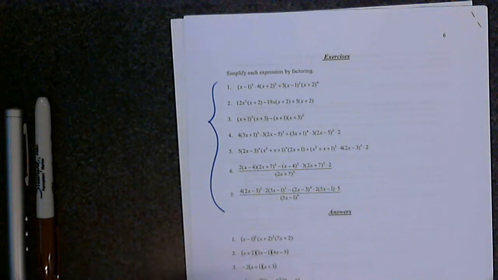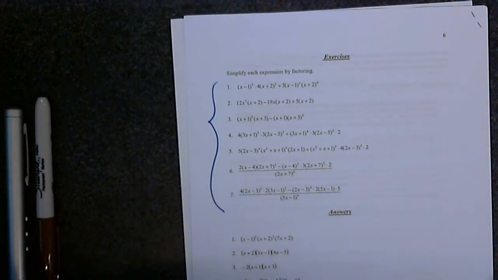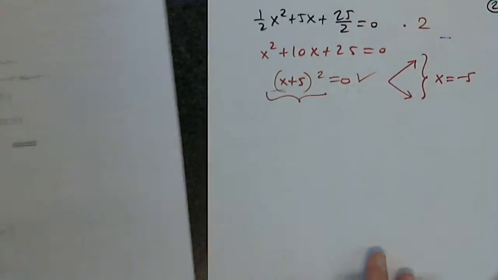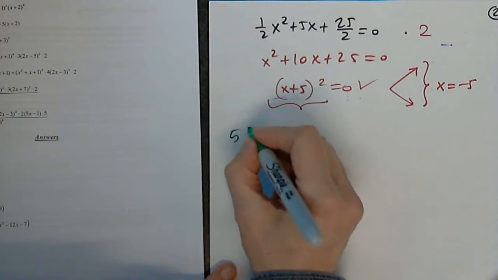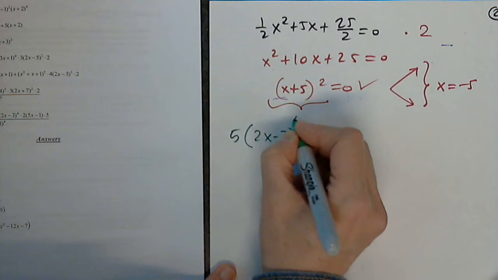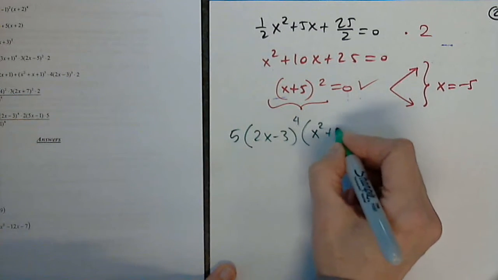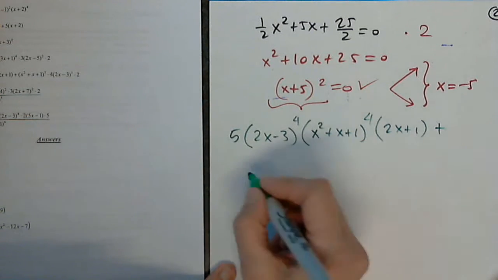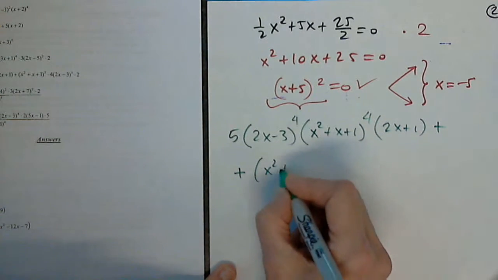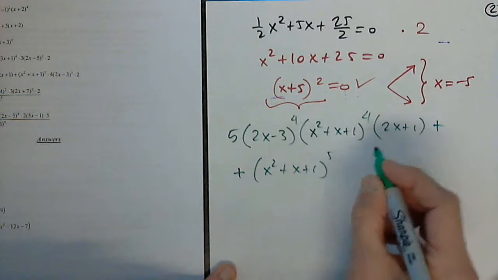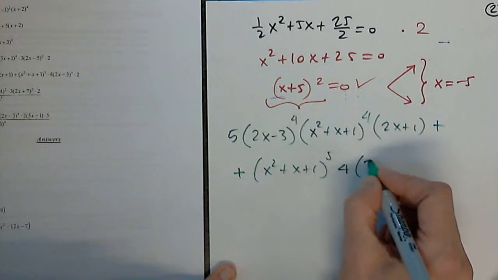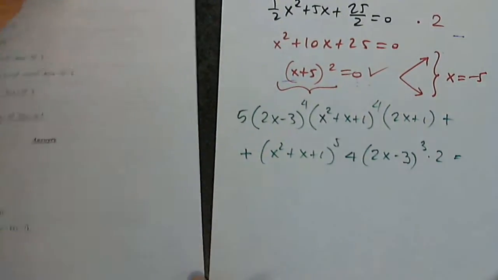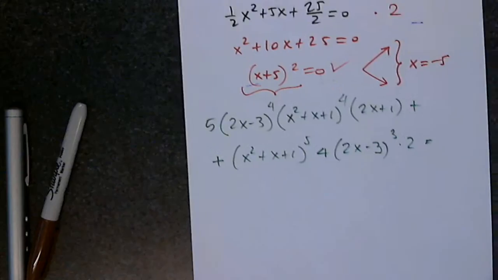Yes, please, Marcus. Which number? Number 5. So we want to work on number 5. Ready? So let's copy number 5, which is 5 times the quantity 2x minus 3 to the 4th power, times x squared plus x plus 1 to the 4th, times 2x plus 1, plus x squared plus x plus 1 to the 5th times 4 times 2x minus 3 to the 3rd and times 2. Very good. Good pick. Thank you.